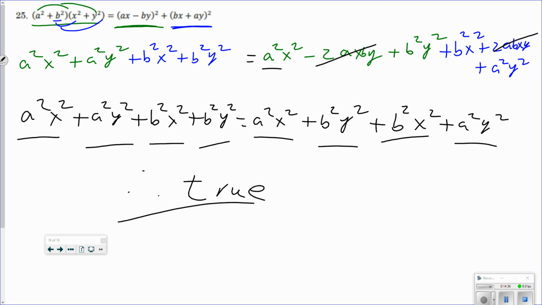Also, when you do these verified identities, one tip I'll give, which I don't think many people will even try to do anyway: don't ever move anything over the equal sign. Leave everything on both sides as it is. Just work on the left side and the right side and expand everything out. If it equals each other, the polynomial identity is true. All right, well, that's it.